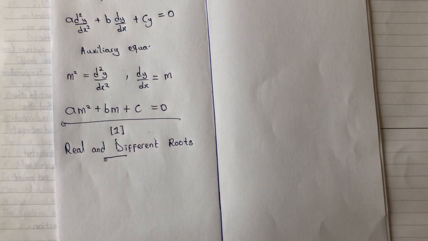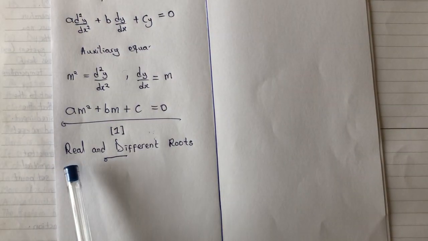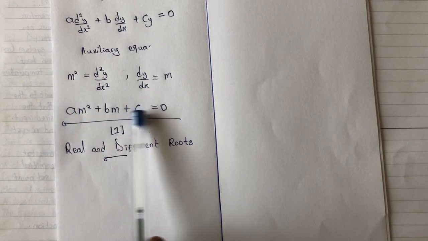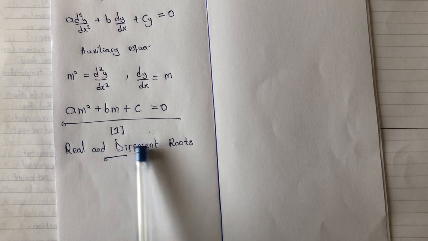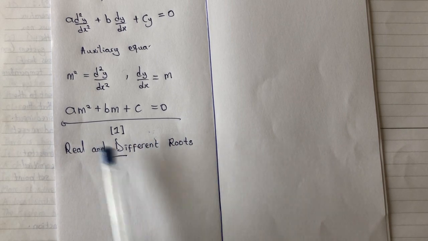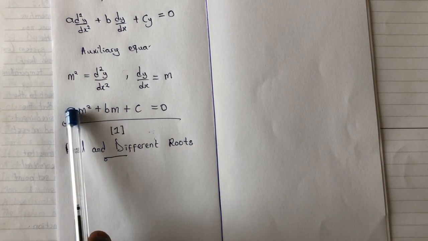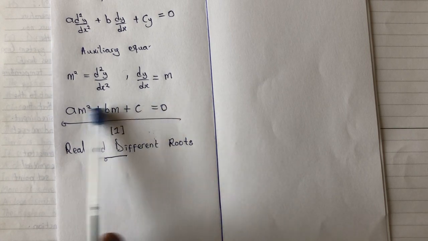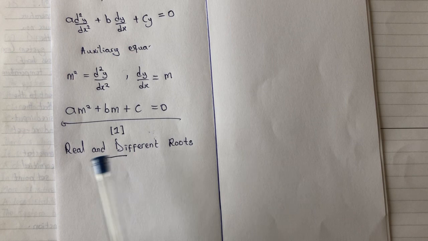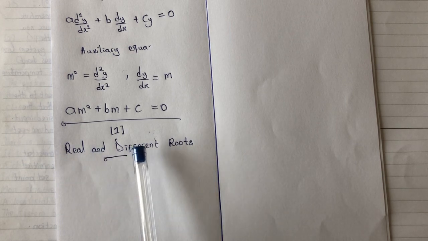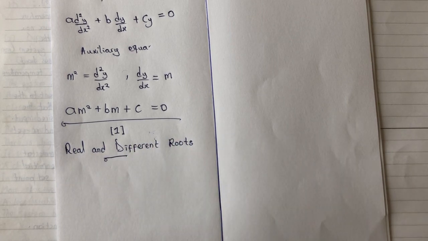Now, the first solution type I'll talk about is when the quadratic equation, which is the auxiliary equation, generates real and different roots. This means that the values or the roots of m, or the roots of the quadratic equation you will get, will be real, and by the end of the day, they are of different values. So I will take an example.